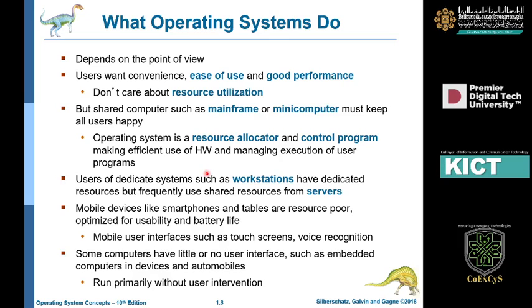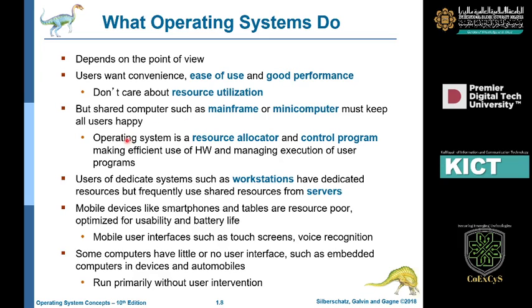So, what exactly does the operating system do? Well, it depends on the point of view. Users basically want convenience, ease of use, and good performance. They don't really care about how resources are being utilized, but this is basically what the operating system does. From the operating system's point of view, the goal is to utilize all resources as efficiently as possible. For the user, this is not really important. They just want it to be easy to use with good performance.